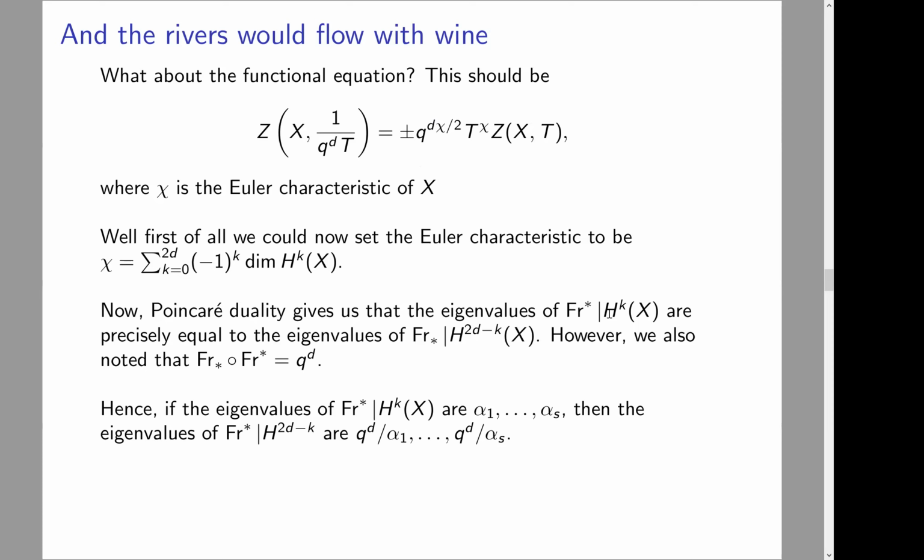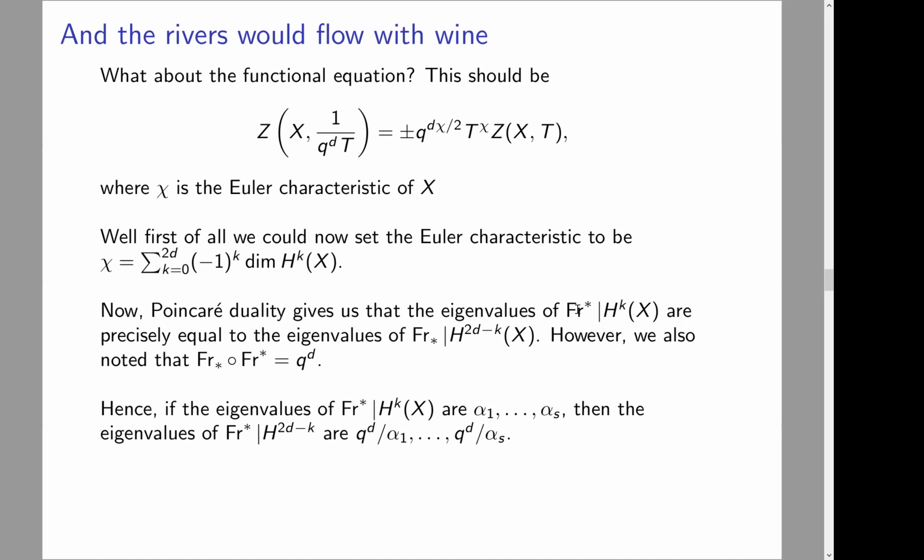But that duality plays nicely with these induced operators. And it turns out we have a sort of duality between the pullback of one operator and the push forward of that operator on the other space. So the eigenvalues of Frobenius pullback on H^k are equal to the eigenvalues of Frobenius push forward on H^(2d-k). But Frobenius push forward composed with Frobenius pullback is always q^d.